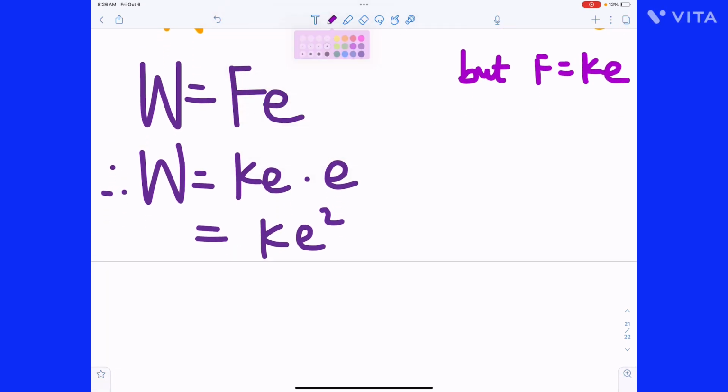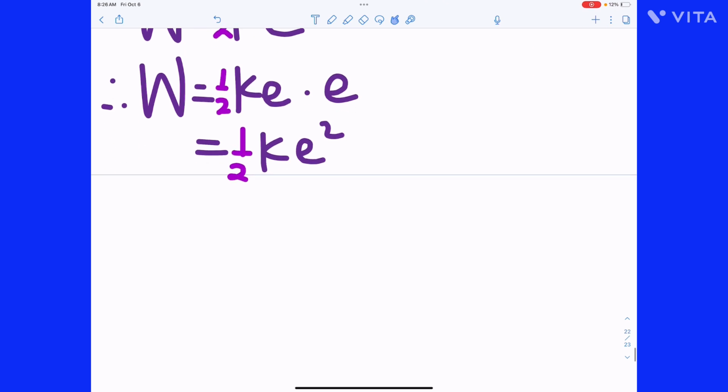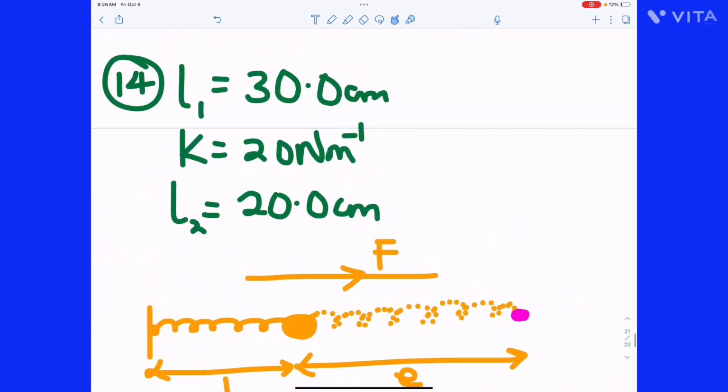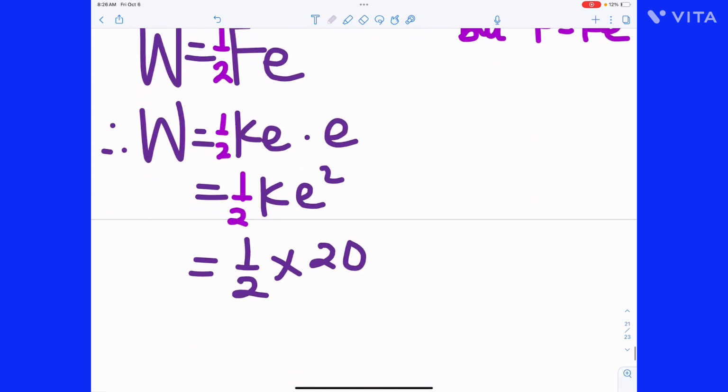Introduce some average to say that the work done is the average force applied to the spring times the extension. So this will give us half Ke times e, which is half Ke squared. So in this question, the energy stored in the spring will be half Ke squared. That's half times 20 newtons per meter times the extension.